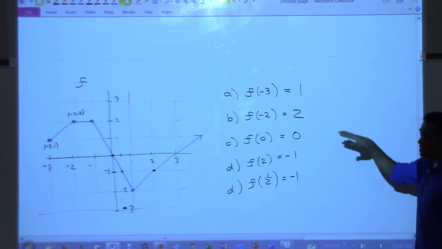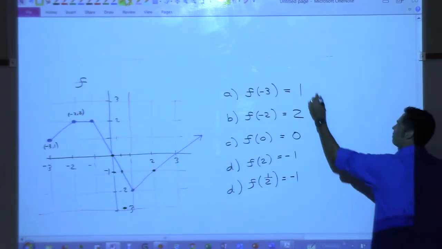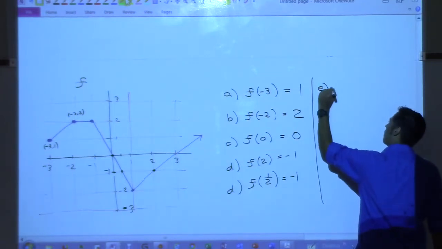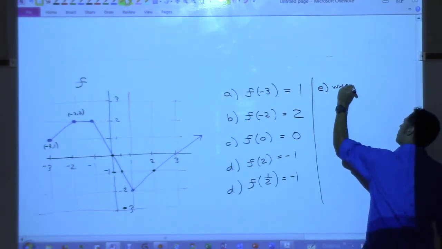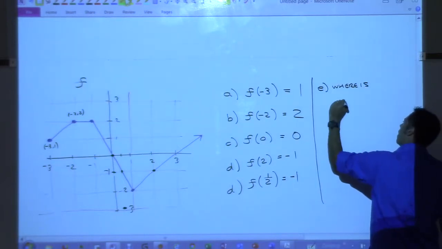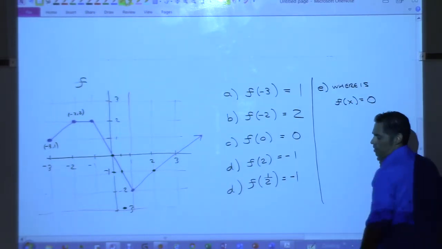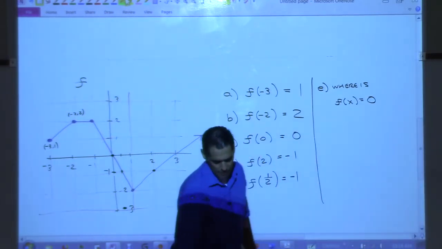All right, so these were the easy ones. Let me go with the harder ones. So part E. Where is f of x equal to 0? Let's start with that one. We'll just go one at a time here.